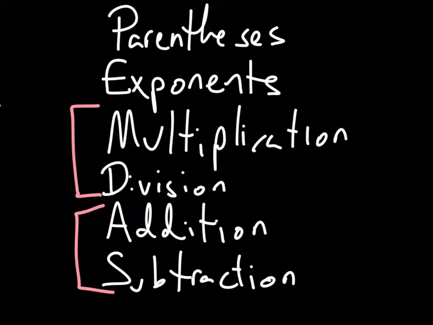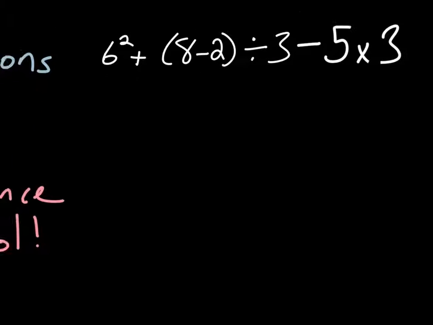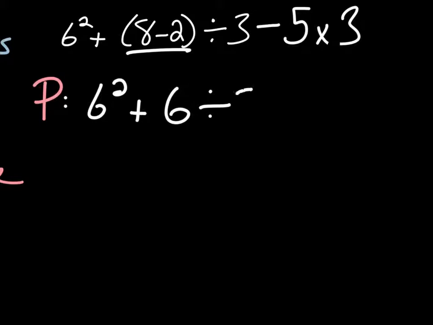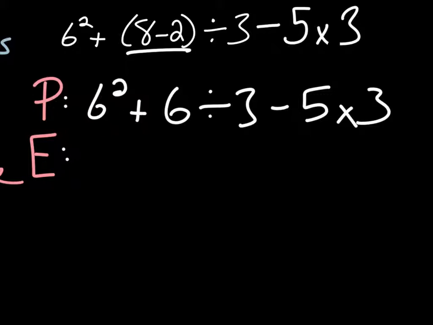So knowing this, let's head back over to our awful looking equation. So our first step, because we see a parenthesis in this equation, we use the order of operations, and that tells us that we should perform the operation within the parentheses first. So if we do that, our equation becomes 6 squared plus 8 minus 2, which is 6, divided by 3 minus 5 times 3. So now we have solved the first part of the equation, that which was enclosed in parentheses. Next, we work on that exponent that is in the equation.